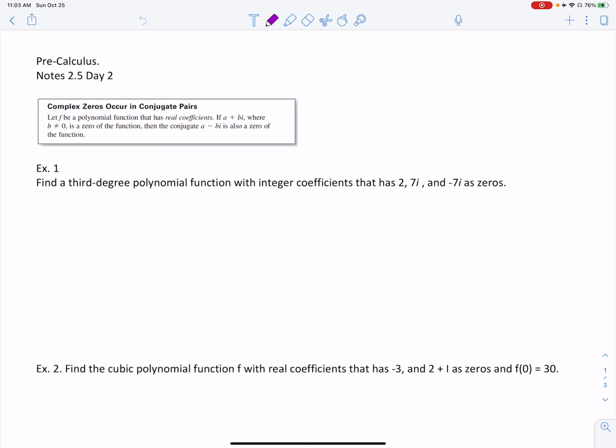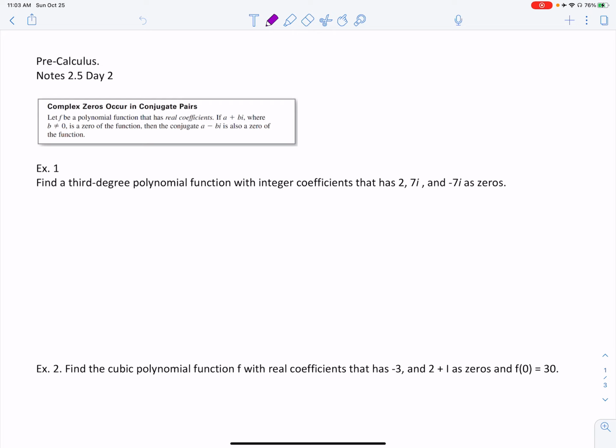If a plus bi, where b is not 0, just meaning that it's got to be a complex number with an imaginary piece, is a 0 of the function, then the conjugate a minus bi is also a 0.